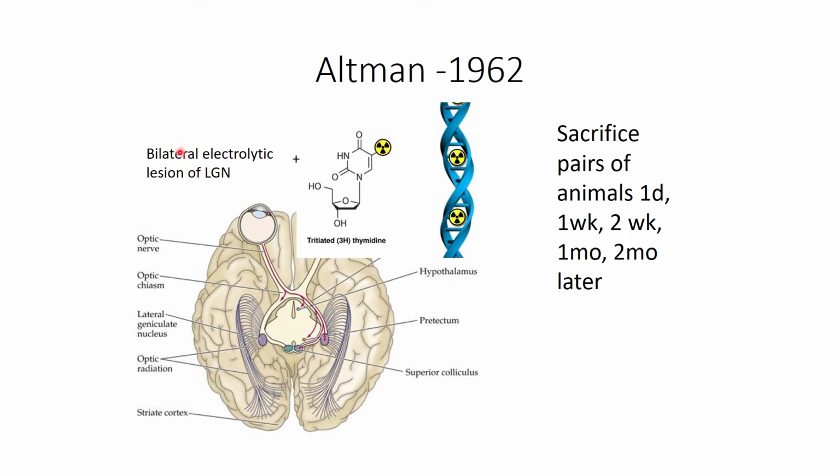Basically, what he did is electrolytic lesions of the LGN, the lateral geniculate nucleus. That's shown here. This is a critical part of the visual system. It receives input from the contralateral eye and the ipsilateral eye; it actually gets input from both. Then there's a radiation from the LGN to the primary visual cortex, so it's a critical node within the visual pathway. Anyway, he did this, and then he looked at different brain regions to see if he could see any neurogenesis occurring.